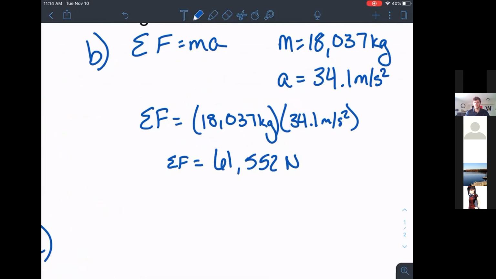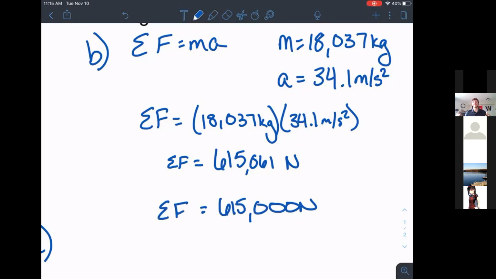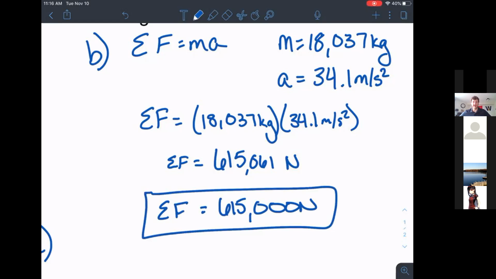But the sig figs do count, right? Sig figs count. But how many sig figs are there? 3? You tell me. Does everybody agree with this value? Is it improper sig figs? Shouldn't it be 615,061? Is that correct, and improper sig figs? 615,000. There we go. The sum of our forces is 615,000 newtons. Any questions on that, ladies and gentlemen?